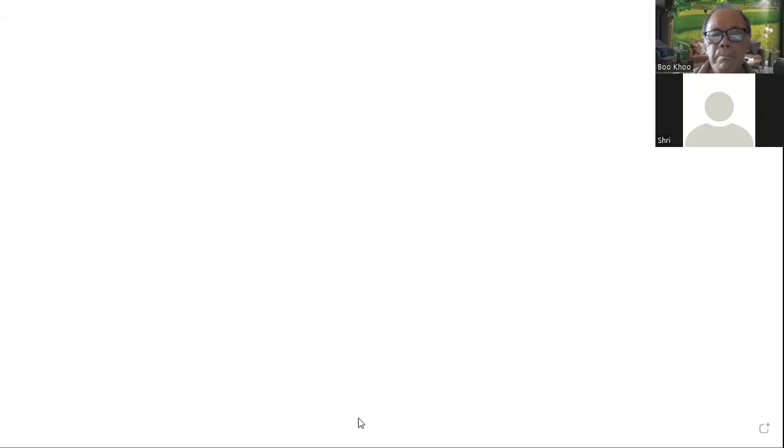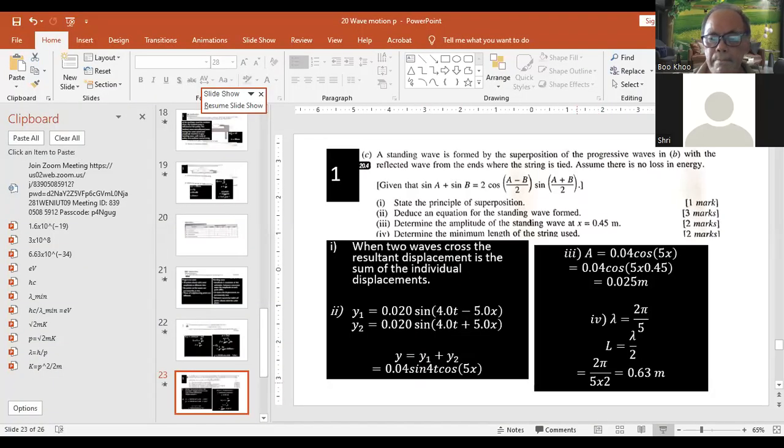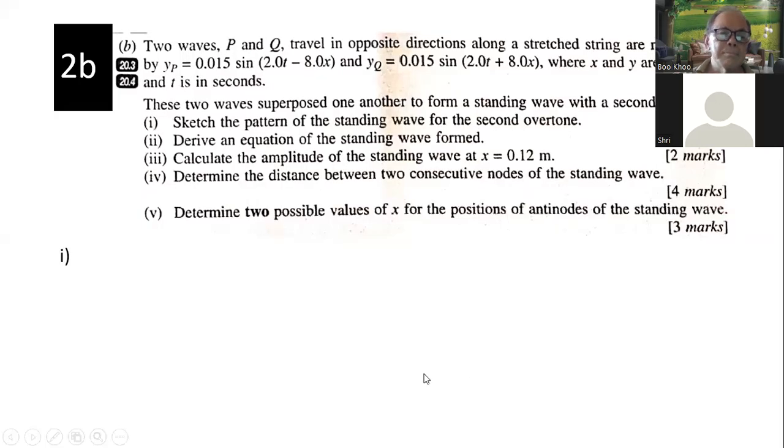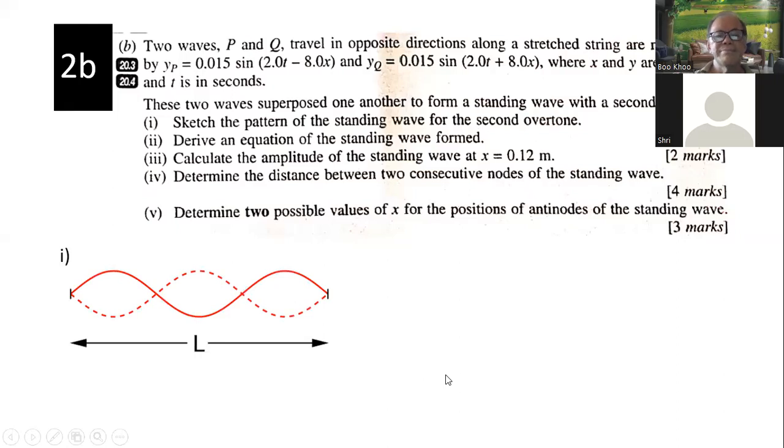Never mind. How many loops? One loop, sir. No lah. Second overtone is the third harmonic. Third harmonic is three loops. Yeah, that's how you should draw.